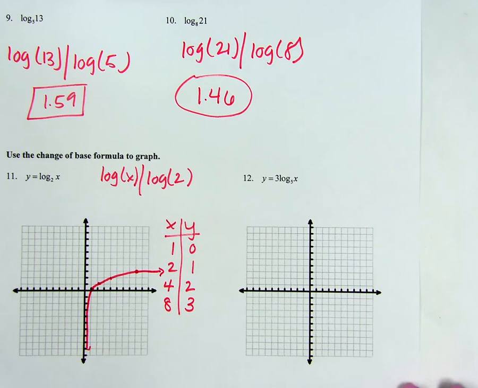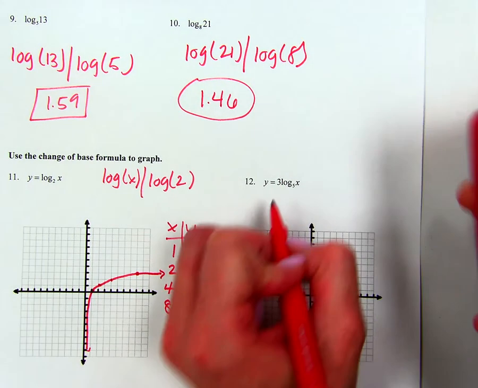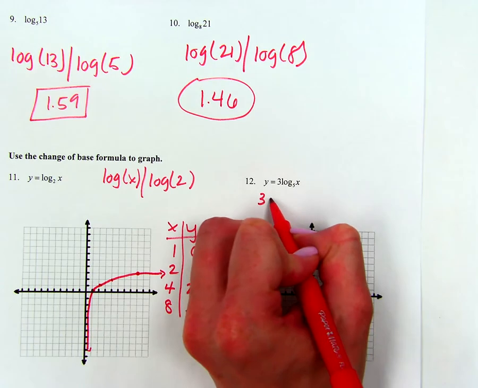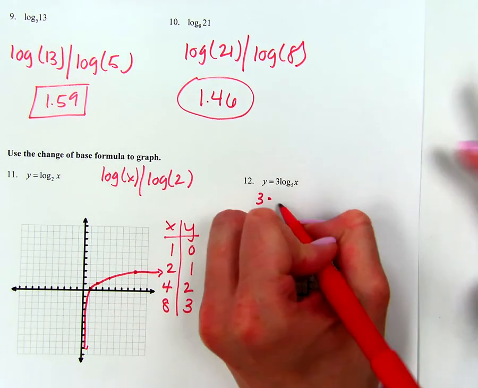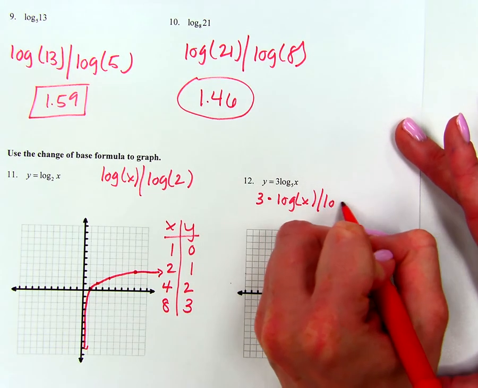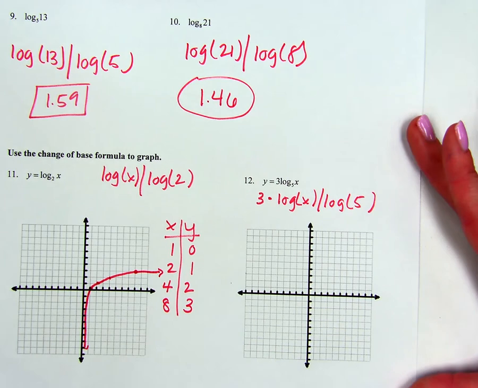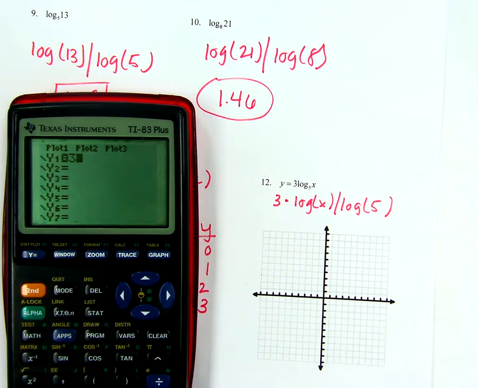So same thing with 12, exactly what we did before. However, this time we have our 3 in front, so we're just going to keep that separate. So we're going to do 3 times, and now we're going to do the change of base rule. So we're going to do 3 times log of x divided by the log of 5. So we'll plug that into our calculator this time. So we'll do 3 times the log of x divided by log of 5.